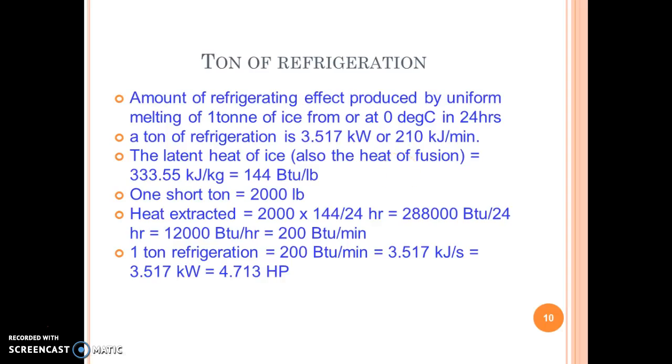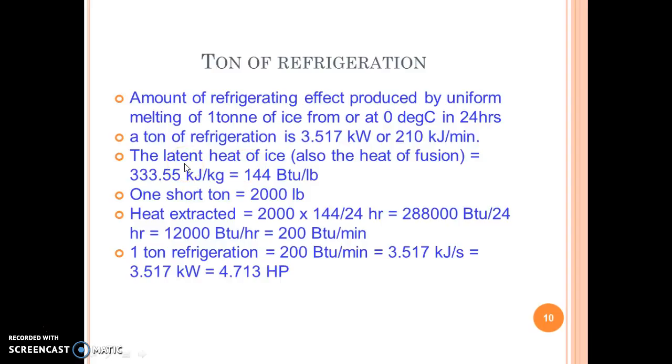Now this is the last subtopic that we'll be discussing in today's class, which is the tonnage of refrigeration. It is the amount of refrigerating effect produced by uniform melting of 1 ton of ice from or at 0 degrees Celsius in 24 hours. Tonnage of refrigeration is usually expressed as a value, that is 3.517 kilowatt or 210 kilojoule per minute.